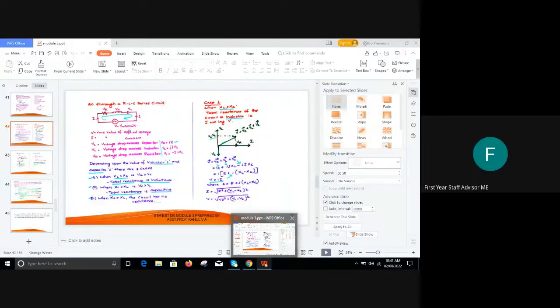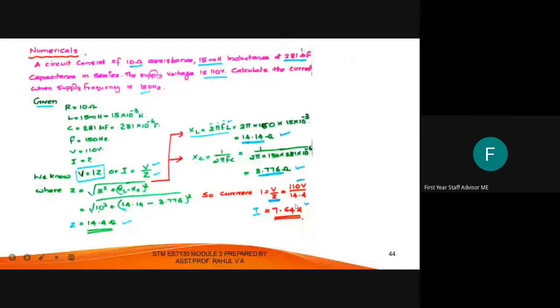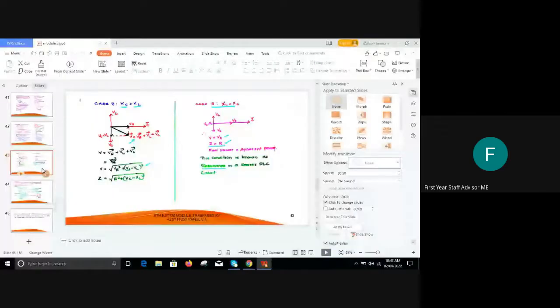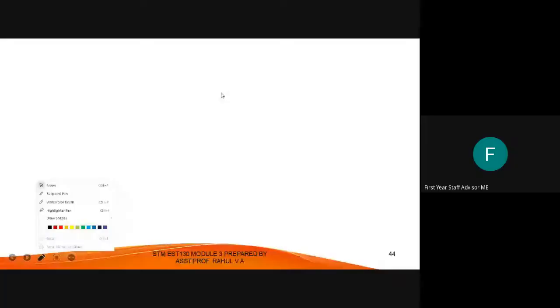So yesterday we were discussing the RLC circuit. What is an RLC circuit? An RLC series circuit has three components, that is resistor, inductor and capacitor, and it is connected to an AC source.